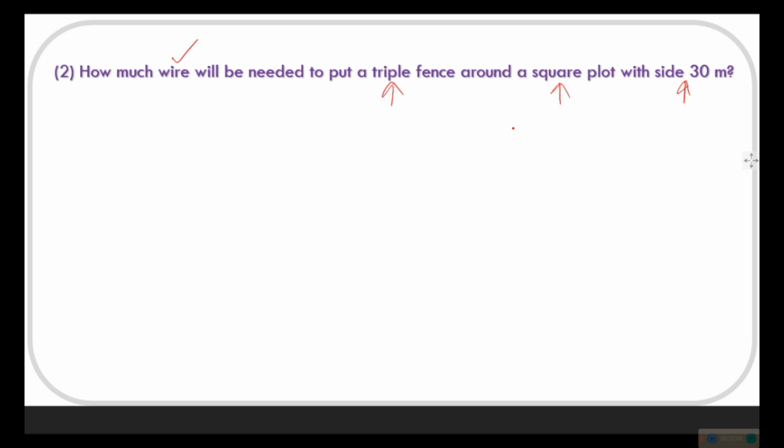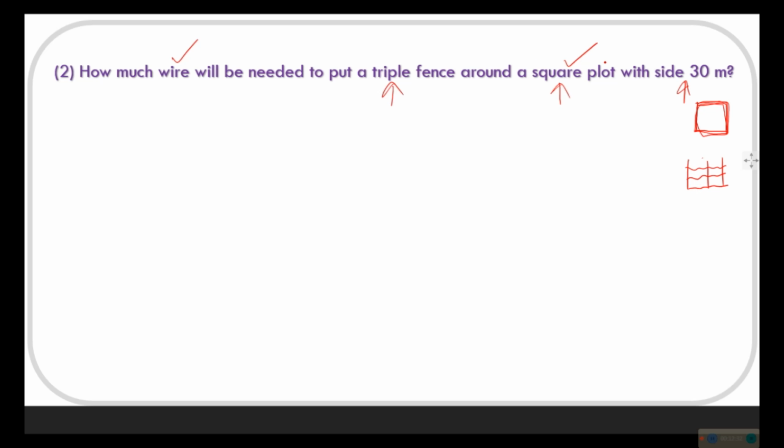Wire कितना चाहिए? किसके लिए? एक square plot है. All four sides are. और उसको wire करने जा रहे हैं. 1 time, 2 time, 3 time. ये क्या है? ये ऐसा हो सकता है, हम कभी कभी देखें ना, ऐसा फेंसिंग बनाया, इसके ऊपर से वायर ऐसे एक बार चलाया, 2 बार चलाया तो कोई अंदर नहीं घुसेगा. तो 3 times वायर घुमाना है.